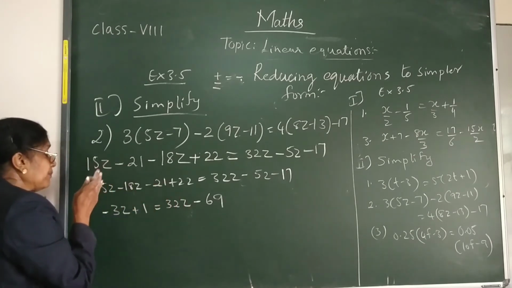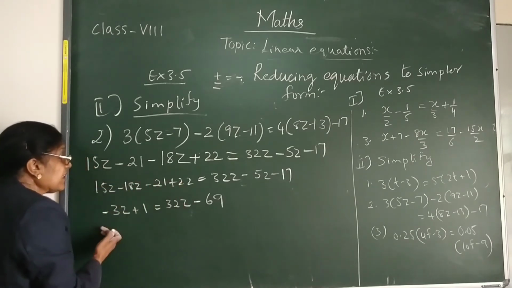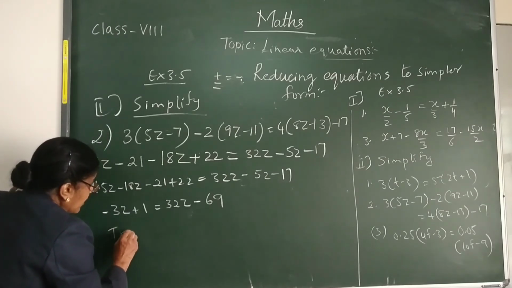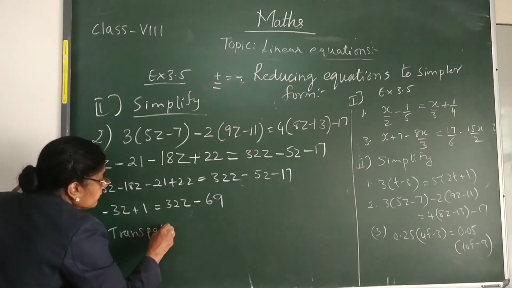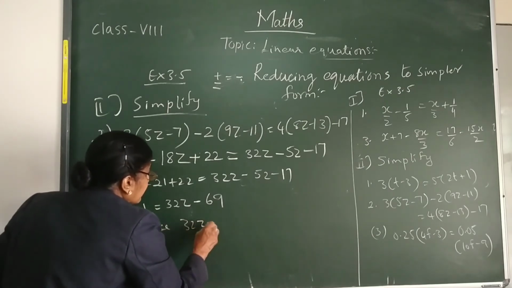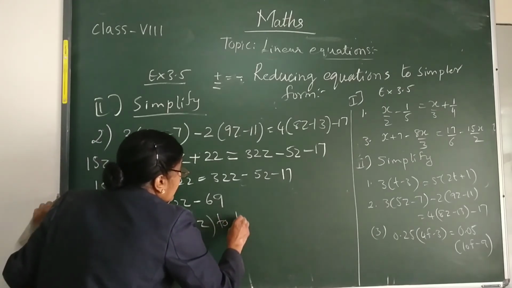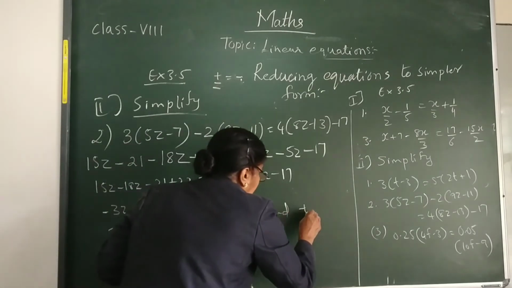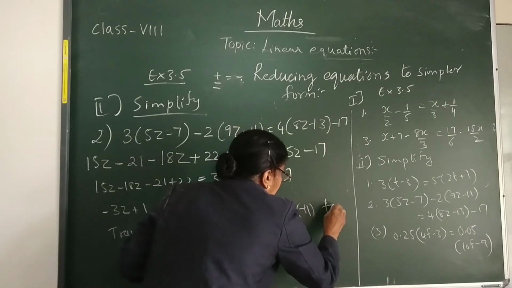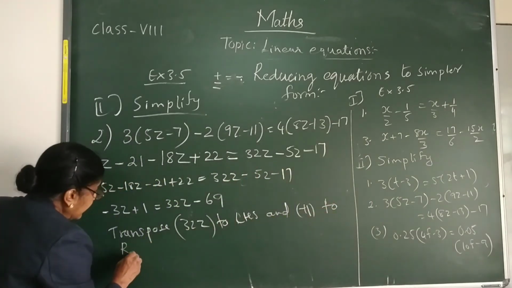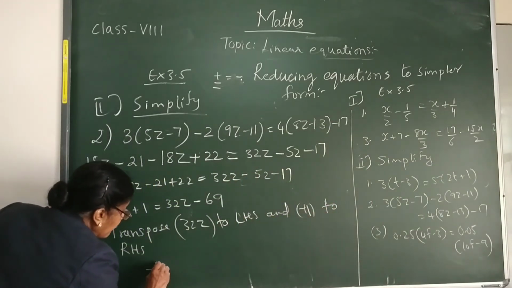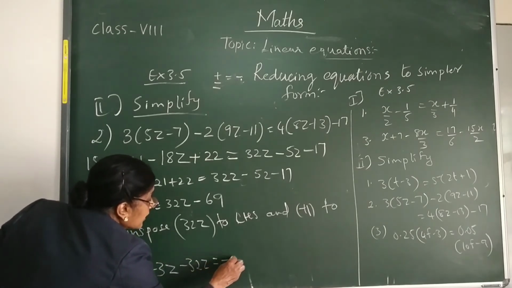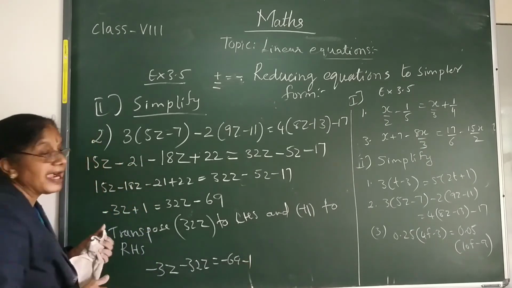32z I will transpose from the right hand side to the left hand side, and plus 1 I will transpose to the right hand side. So transpose 32z to the left hand side and plus 1 to the right hand side. So what shall I get? Minus 3z minus 32z is equal to minus 69 minus 1.